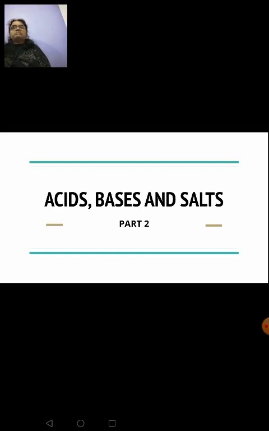What are acids? Acids are chemical substances that are sour to taste and they turn blue litmus red and they furnish hydrogen ions in their aqueous solution. Bases are substances which are bitter to taste and they are soapy to touch and they turn red litmus blue and they furnish hydroxyl ions in their aqueous solution.